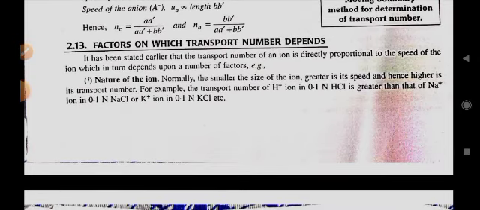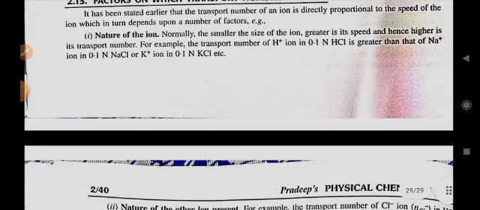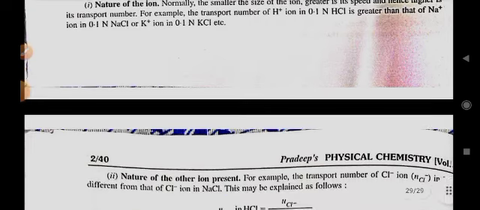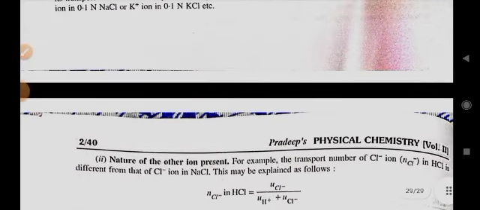Factors on which transport number depends. It has been stated earlier that the transport number of an ion is directly proportional to the speed of the ion, which in turn depends upon a number of factors. For example, the nature of the ion. Normally, the smaller the size of the ion, the greater is its speed and hence the higher the transport number. For example, the transport number of H+ ion in 0.1 N HCl is greater than that of Na+ ion in 0.1 N NaCl or K+ ion in 0.1 N KCl, etc.